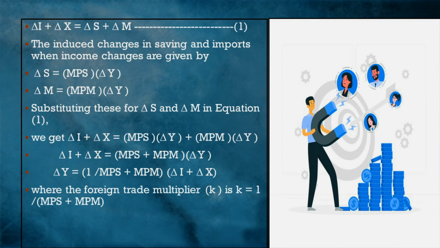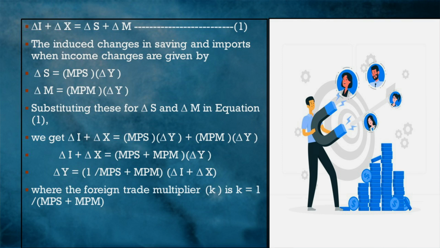If you remember, the Keynesian multiplier was nothing but 1 by MPS, basically 1 by the leakages. So in the Keynesian closed economy system, MPS is the only leakage. But once we make it an open economy, another dimension of leakage is added, which is import. So we now have 1 by MPS plus MPM.